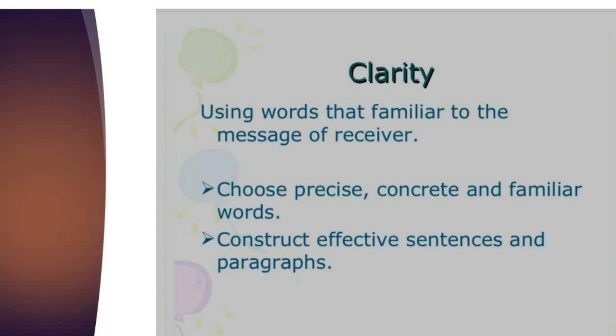So we have to consider at this point as well to whom we are talking to. What kind of vocabulary is the other person going to understand? Same as, if I give you a very rough example, when we are talking to a dog, we try to talk in his, you can say, language. It varies according to person and personality. So let's see some examples that say: choose precise, concrete and familiar words, construct effective sentences and paragraphs.